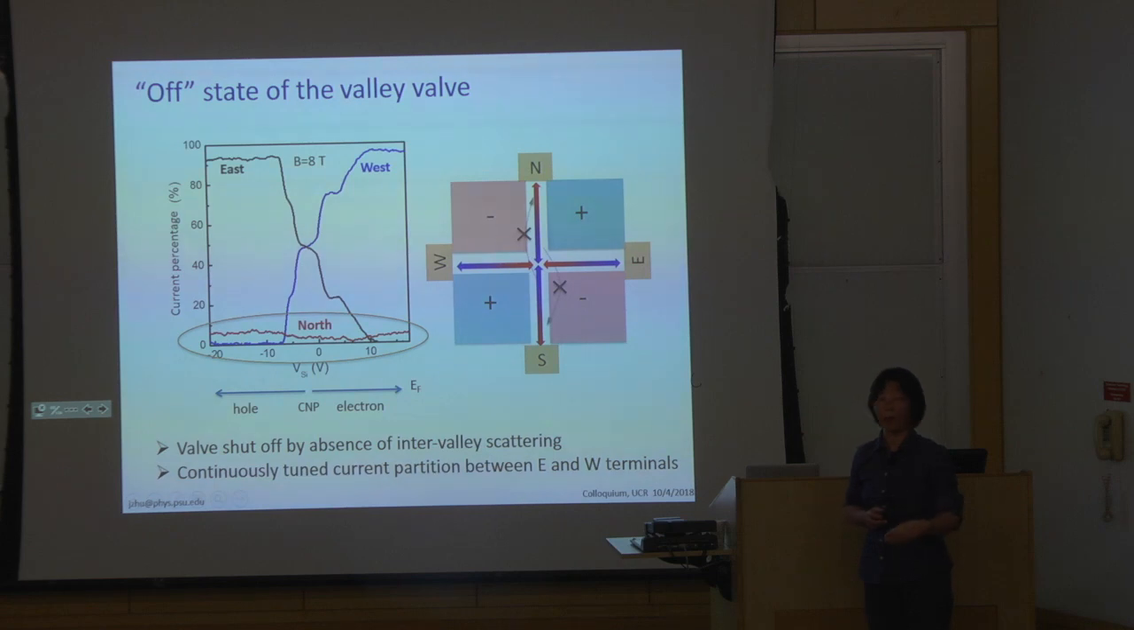The valve is working. But if I look at current received by this terminal and this terminal, you see this X formed by their current. On this side, the current flows all here. On this side, current flows all here. So that's the beam splitting that I mentioned earlier. Okay? Okay.